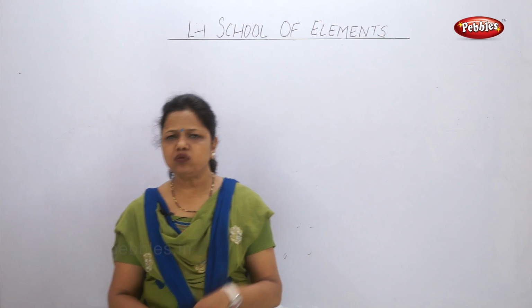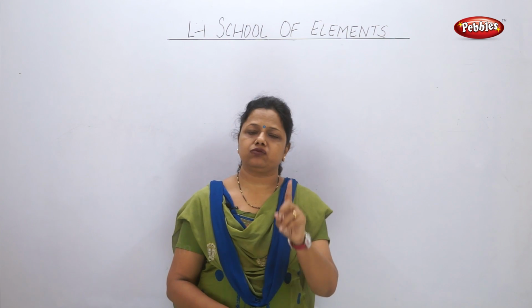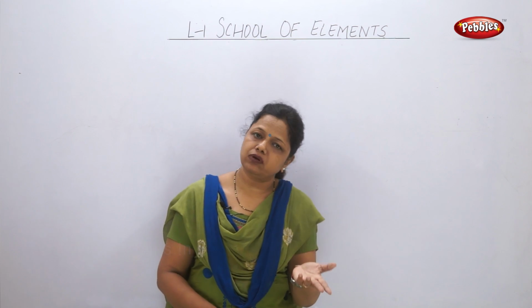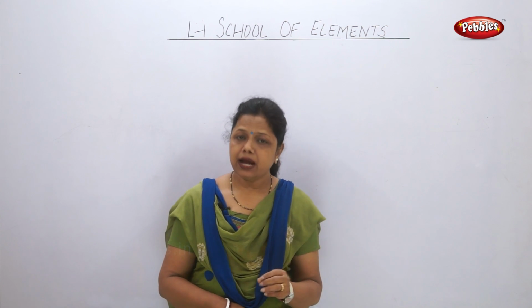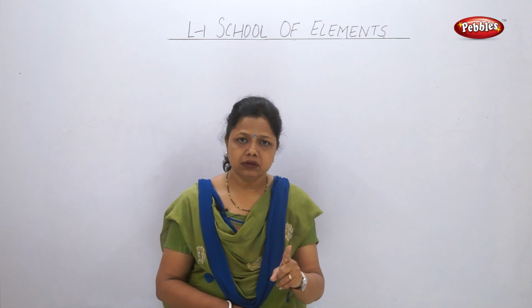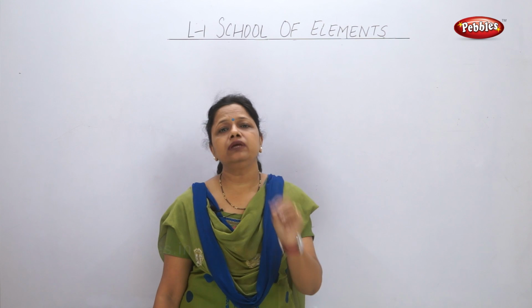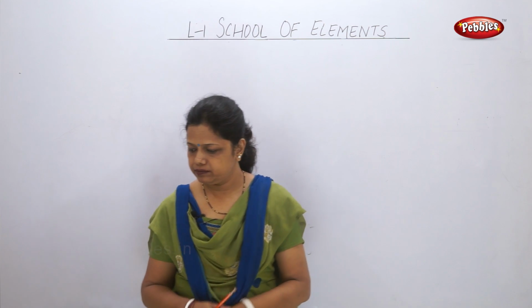Name the element having only one shell and one electron. That is, one electron can be called one valence electron. So the answer is hydrogen. Hydrogen has only one electron, one shell, and only one atomic number.